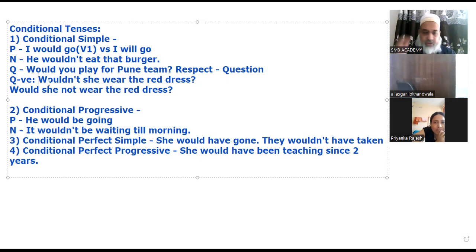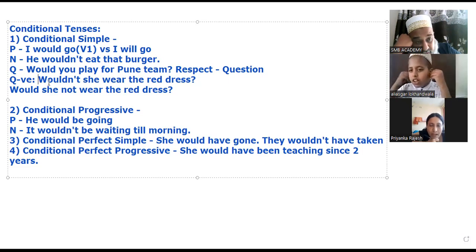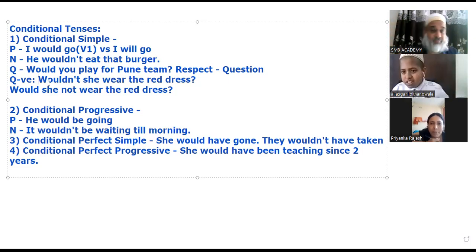I didn't get you. What are you saying? Wouldn't they ride alone or with a group? Bike ride, okay. That's right. So that means you understood, right? Chalo. Let's go to the next tense. What is the next tense?